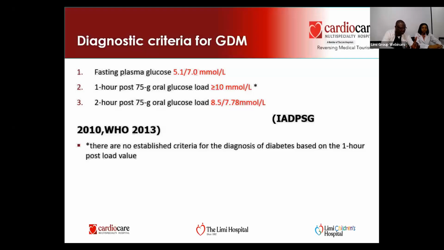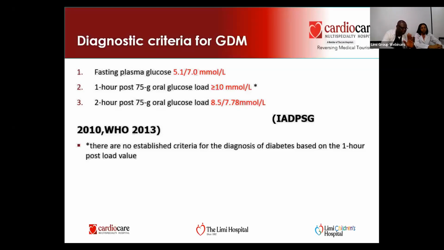Any one of these readings, taken from 24 weeks of gestation, is gestational diabetes. You don't have to wait for two or three. Just one of these readings is gestational diabetes. That's what we want to establish today. So when you have a patient in your clinic, probably at 26 weeks or 32 weeks, you do a fasting blood sugar and it is 5.2, that person has gestational diabetes.